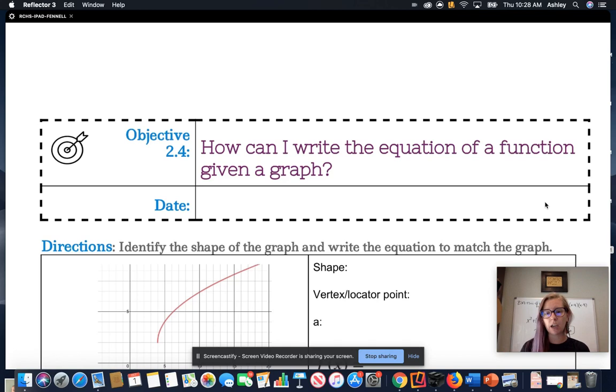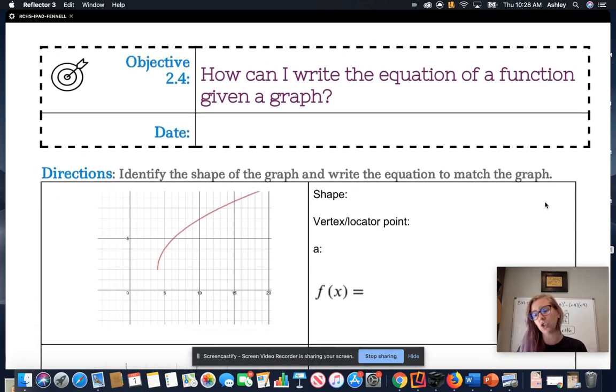Today we are going to talk about how we can write the equation of a function when we're given the graph. So the first thing you need to get comfortable with is identifying the shape from a graph. If we look at a function like this, I clearly have an endpoint down here. That's going to be my locator point. A function that has an endpoint like this and curves up, kind of like half of a sideways parabola, is a square root function.